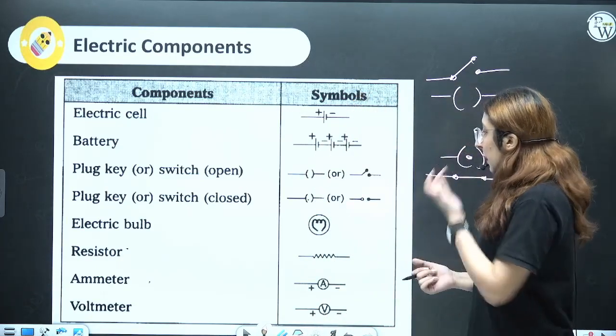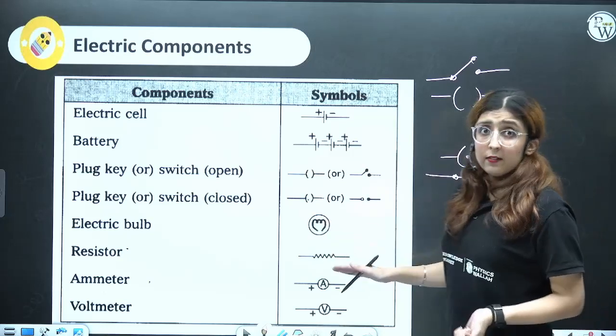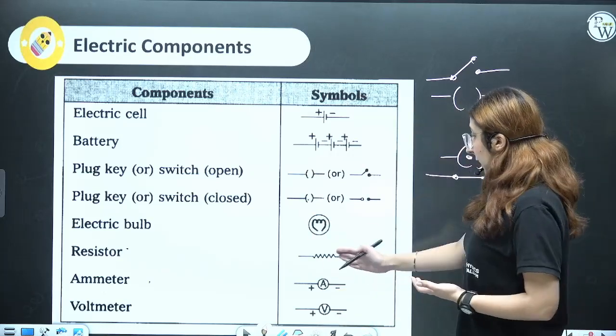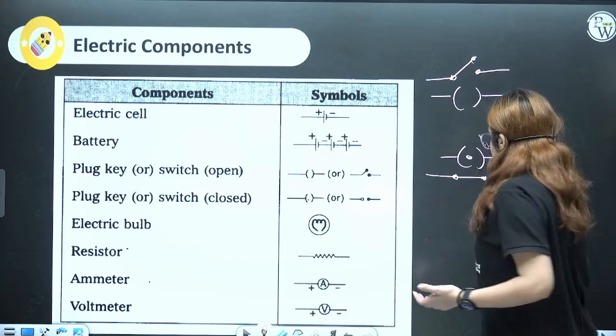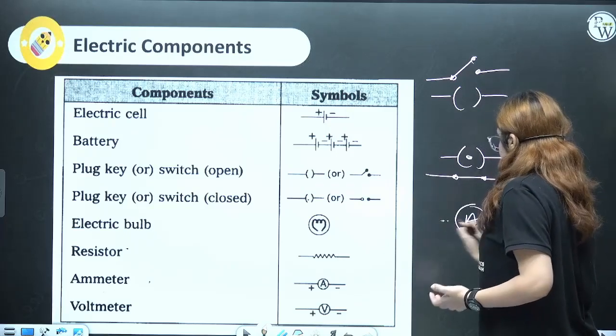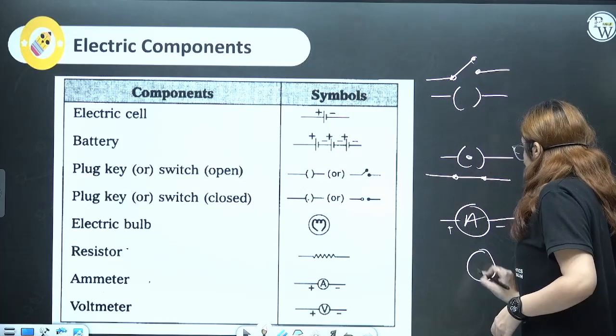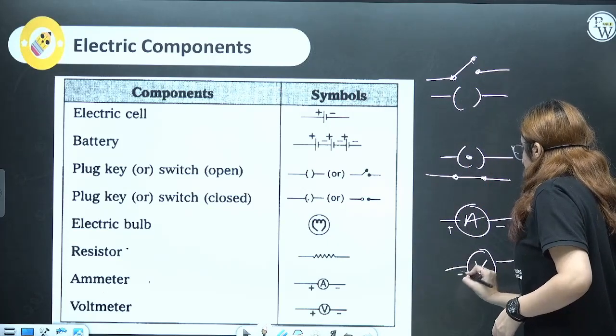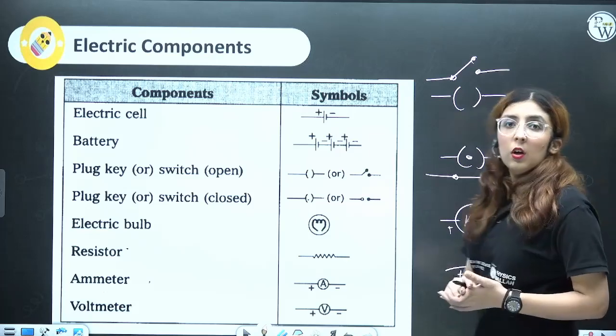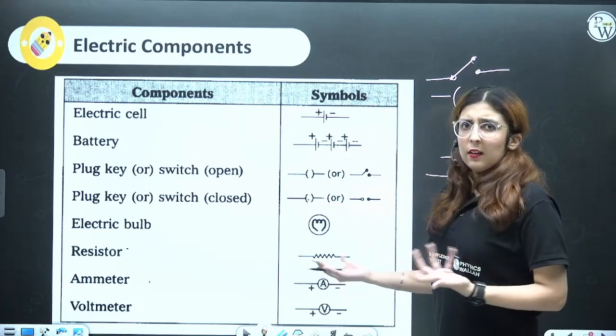Then you have a bulb. Resistor, it is nothing but a device that will offer resistance. We'll talk about that. Have a look, zigzag. Ammeter, circle with A, and positive and negative are shown. Voltmeter, circle with V, positive and negative are shown. I believe till here the symbols are clear. These are the simple ones.